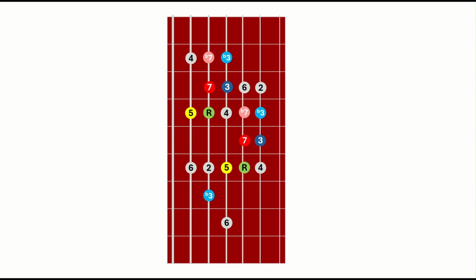And so on. We can shuffle it over again. And once again, the pattern and relative positions remain identical. Obviously, this is also true for moving it up and down the neck as the root moves. However, this will not be entirely transferable for the guitar.